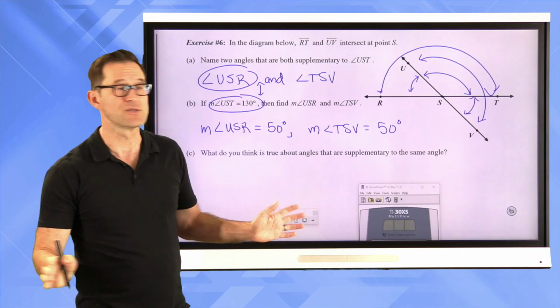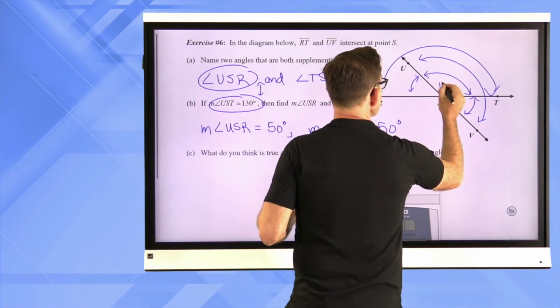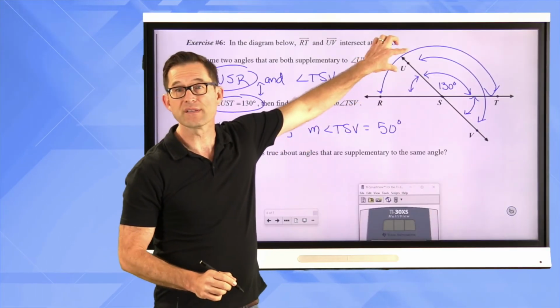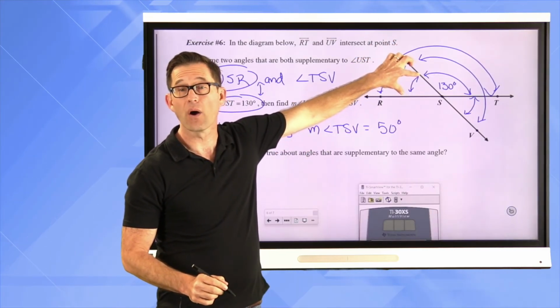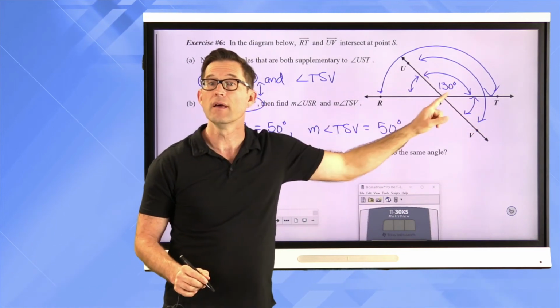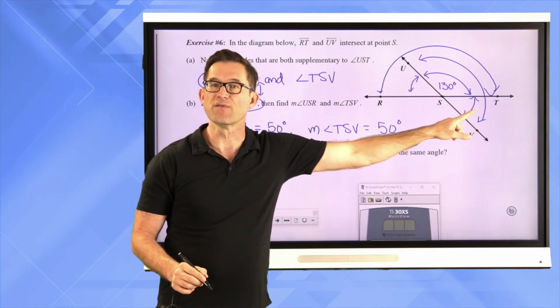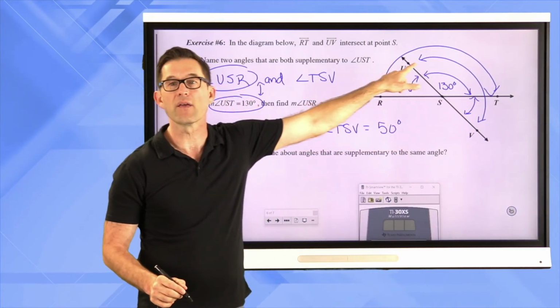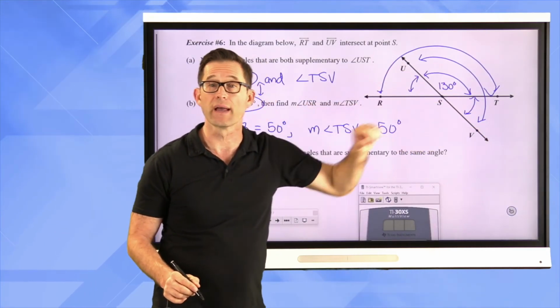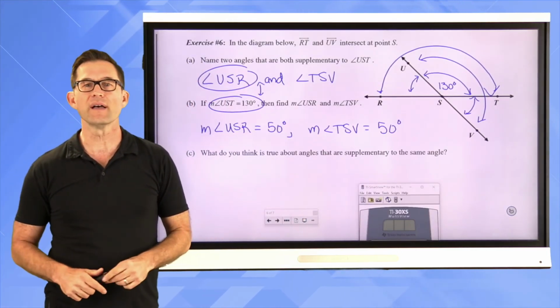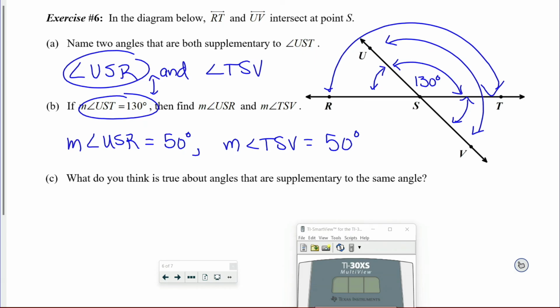And it kind of makes sense, right? Up on the diagram, this is 130 degrees, and that angle, USR, must be 50 degrees in order to make this whole thing 180. But likewise, angle TSV, which is down here, also has to be 50 degrees in order to make this entire angle a straight angle, or 180. So, our final little piece of the lesson, let's take a look at letter C.